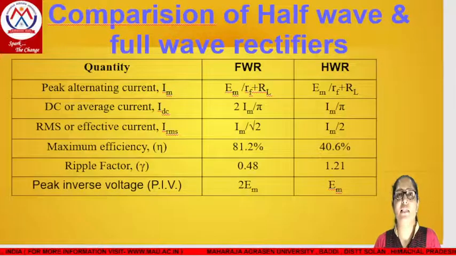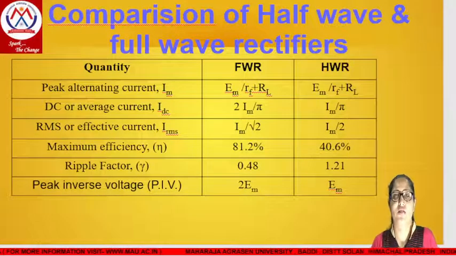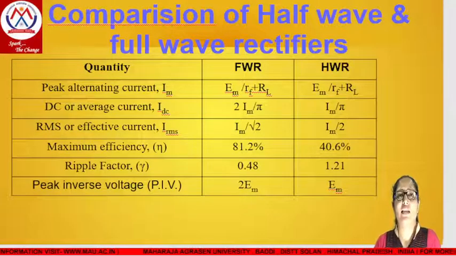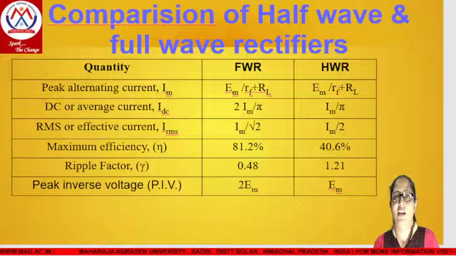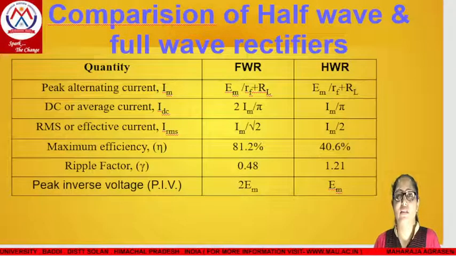Next we present a comparison between these parameters as obtained in the case of the half wave rectifier and the full wave rectifier. You can see the first is peak alternating current IM. In the case of the half wave rectifier, its value is EM upon RF plus RL, and in the case of the full wave rectifier, its value is again EM upon RF plus RL. DC current IDC: in the case of the half wave rectifier, the value is IM upon pi, while in the case of the full wave rectifier, the value is 2 IM upon pi. So the value in the case of the full wave rectifier is double that of the half wave rectifier.